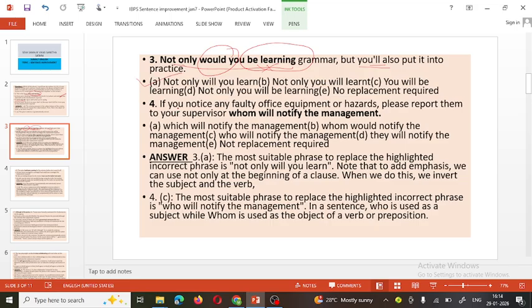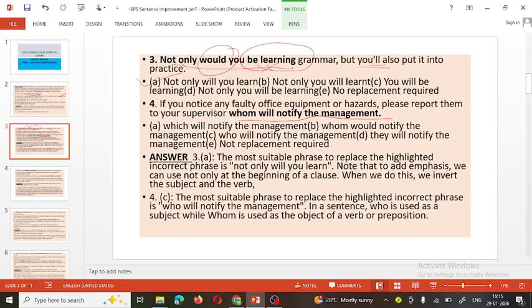Next one. If you notice any faulty office equipment or hazard, please report them to your supervisors, whom will notify the management. "Whom will notify the management?" This phrase is the bold one here. It means you have to consider whether it is correct or not, and if there is a mistake, then you need to find it out. Now see the options given here. Which will notify the management? Whom will notify the management? Who will notify the management? And they will notify the management, or no replacement is required.